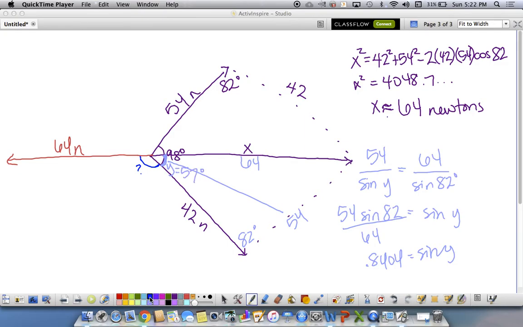Okay? So is that what we asked for? Is that what it wanted? No. It wants this number on the outside, so I need 180 minus that 57. And I should have 123 degrees. Okay? There we go. We are done. You can do this.